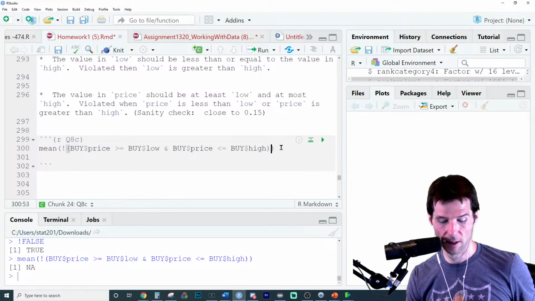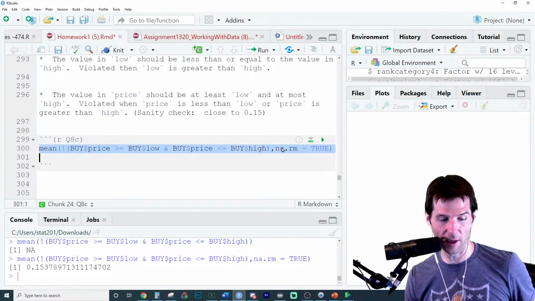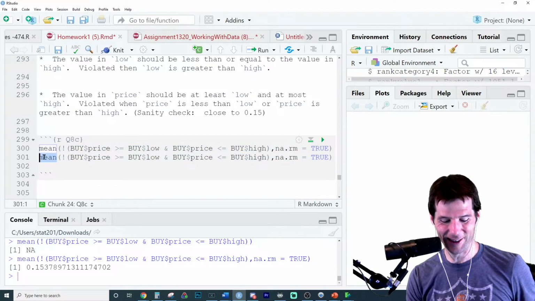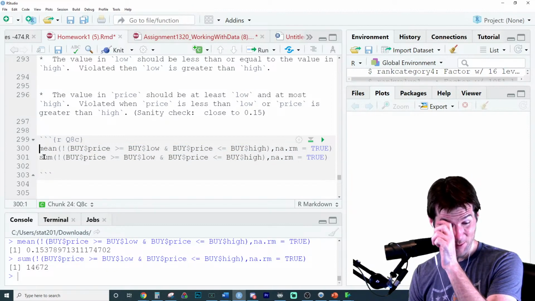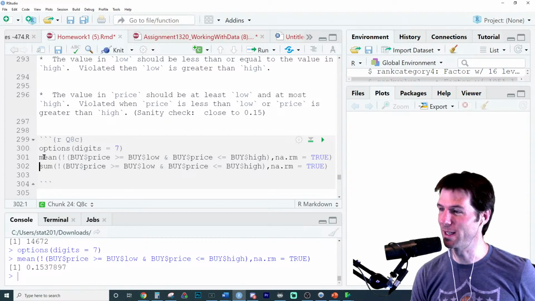Oh, we have NAs. NAs are missing. We don't have data on some of the records. So we have to do this right there. And I did that earlier in stats when I changed it to decimal places. I have to change my options back to options digits equals 7. Okay, now it doesn't look so ridiculous.